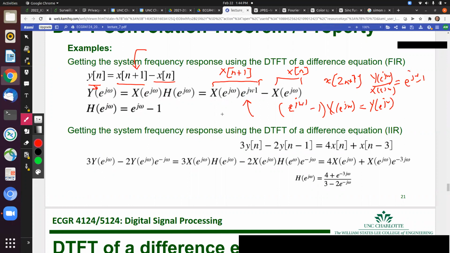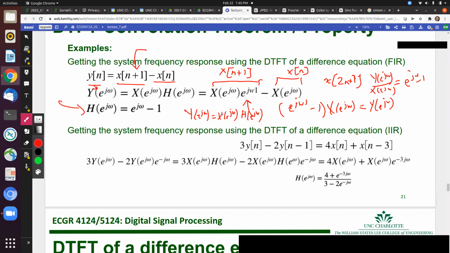And y over x is actually h, right? Because we have the convolution property that says y e to the j omega is equal to x e to the j omega times h e to the j omega. That's saying that the convolution of x and h is equal to the output y, right? So therefore, y over x has to be h. We can calculate from this difference equation the y over x directly, so that means that we also have h. So that means we have the impulse response of this difference equation we just got.